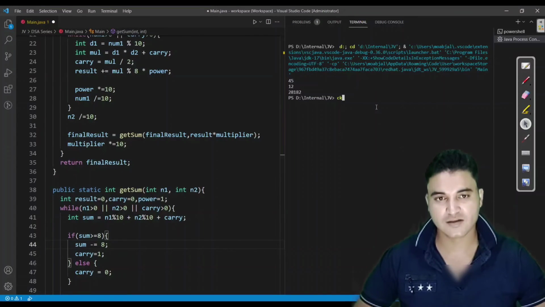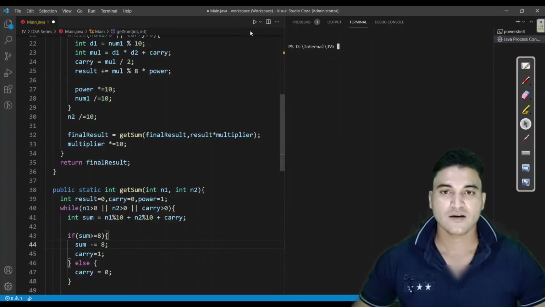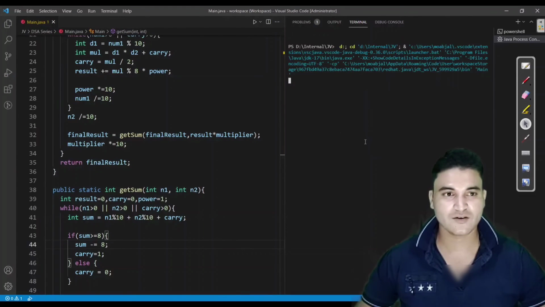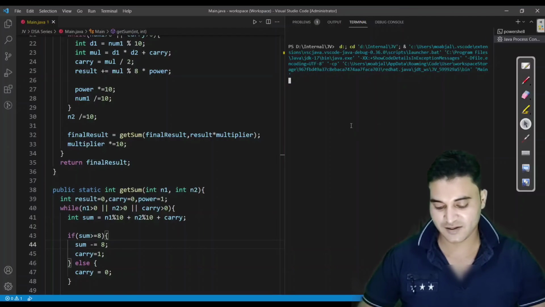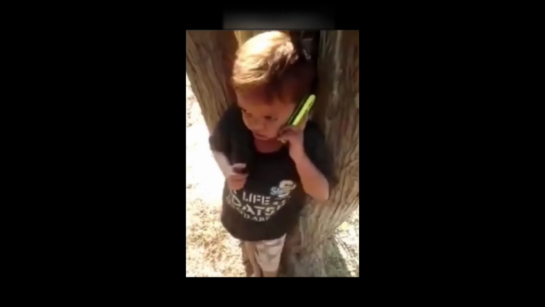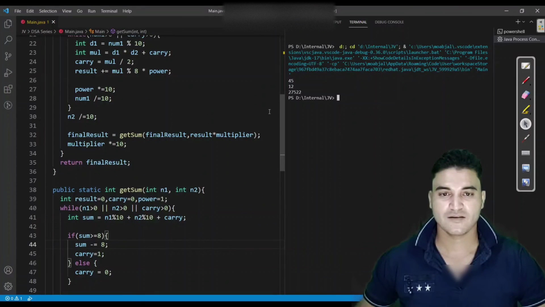Let us clear the screen now. Let's see whether we are going to get the output or not. This was a slight mistake and I was wrong. I was so confident in my code, but that was wrong. Let us see now. 45 and 12. We are getting this output.